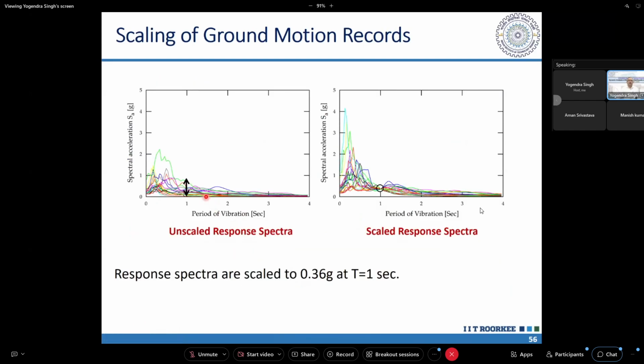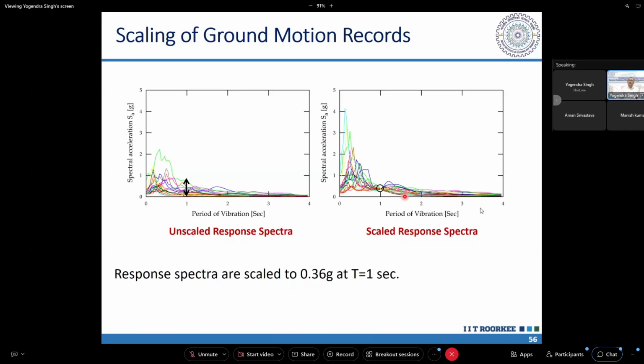So this is a typical example where on the left side you see unscaled response spectra. Some 30 ground motions have been selected, which are returned by the website. You can see that the response spectra are quite varied. We can scale it with respect to the spectral acceleration at the fundamental period of the structure, which is 1 second here. Corresponding to 1 second, you can see that all the values are matching perfectly because we have scaled with respect to that. But in this range, you can see the dispersion has increased, even more than what we were having in the original records.